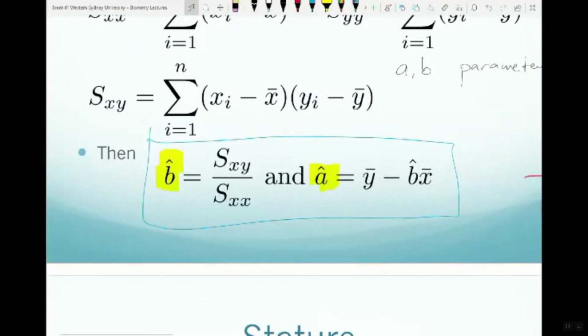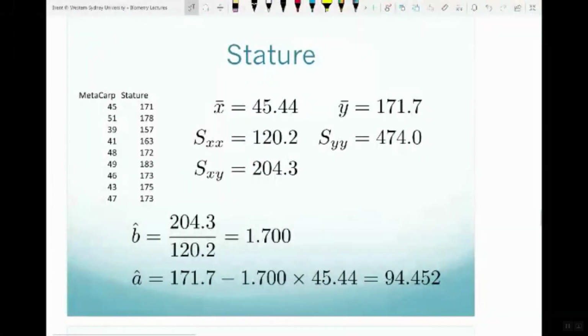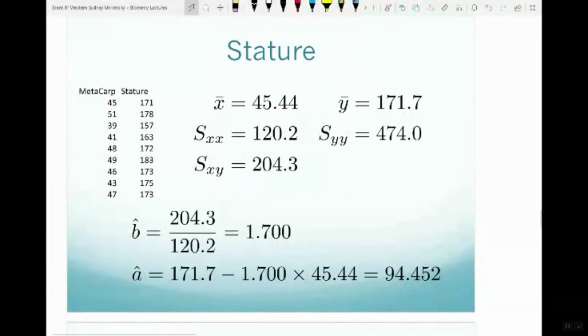Basically, if someone gives you some sums of squares, you work out B hat first, your slope estimate, then you can work out A hat based on that and the means of the others. And this is what they do for us. They give us the numbers. They give us the mean of the metacarpal bone lengths and the mean of the statures: 45.44 millimeters roughly and 171.7 centimeters approximately, okay? And then they work out the sums of squares for us for the x's, the y's, and between the x's and the y's. Given that information, it's just up to you to then remember SXY over SXX. It gives you a slope estimate of about 1.7.